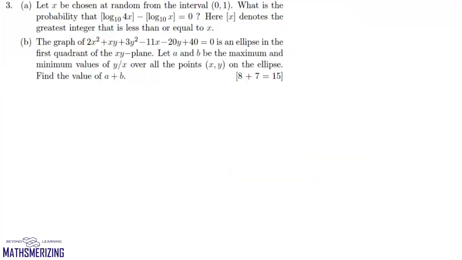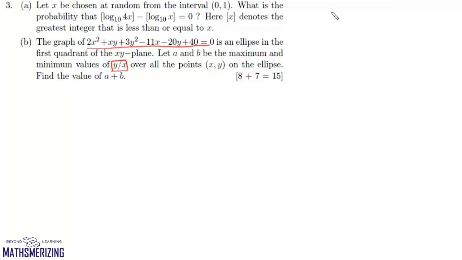Now in question 3b it says the graph of 2x square plus xy plus 3y square minus 11x minus 20y plus 40 equals 0 is an ellipse in the first quadrant of the xy plane. Let A and B be the maximum and minimum value of y by x over all the points x comma y on this ellipse. We need to find the value of A plus B.